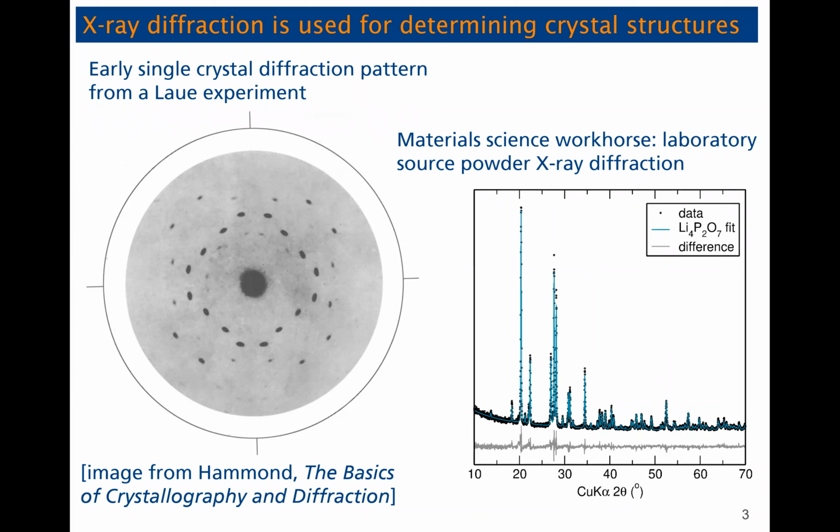In a powder XRD pattern, the x-axis is the angle, and the y-axis is intensity. Different crystal structures are characterized by where peaks are located and the intensity of those peaks.